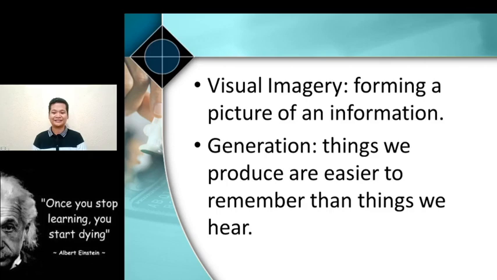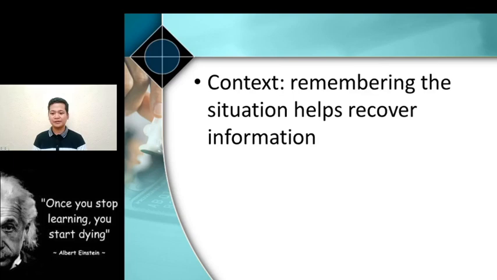Context. Remembering the situation helps recover information. So if you cannot remember it, sometimes we do this: when we forget something, what do we do? Sometimes we go back to the places we went to before we forgot the information. Because the context itself can help you remember it. So in the classroom setting, you can try to remember the context, what's being talked about, so that you can remember the thing that you're trying to retrieve.